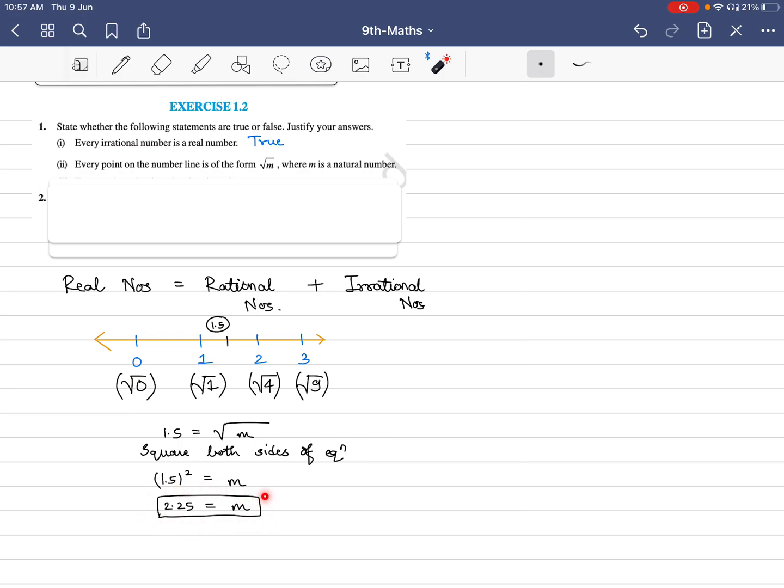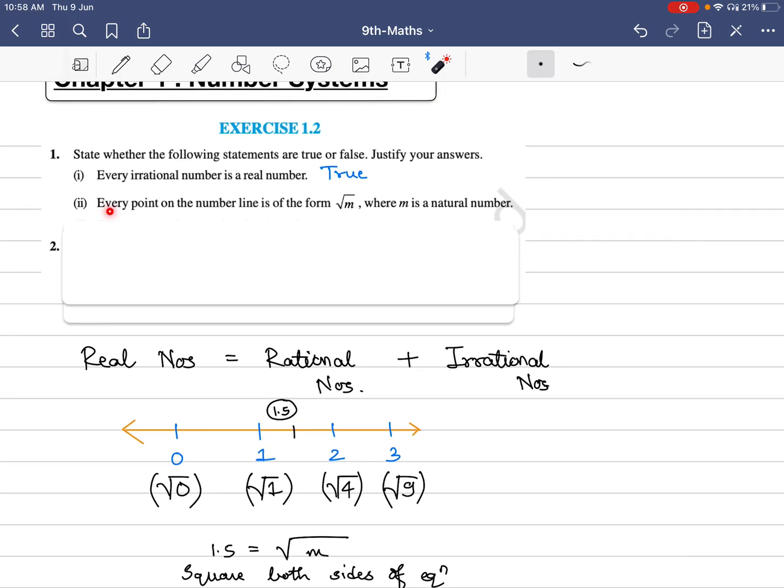So we have found a point on the number line, 1.5, which can be written in the form of under root of m, but that m is not a natural number, it's a rational number. So every point cannot be of this form. Some points 1, 2, 3 are there, but not every point. So this statement also becomes false.